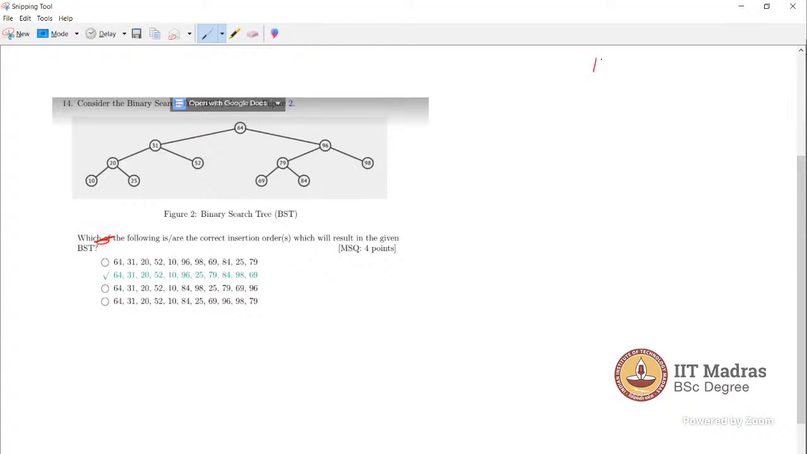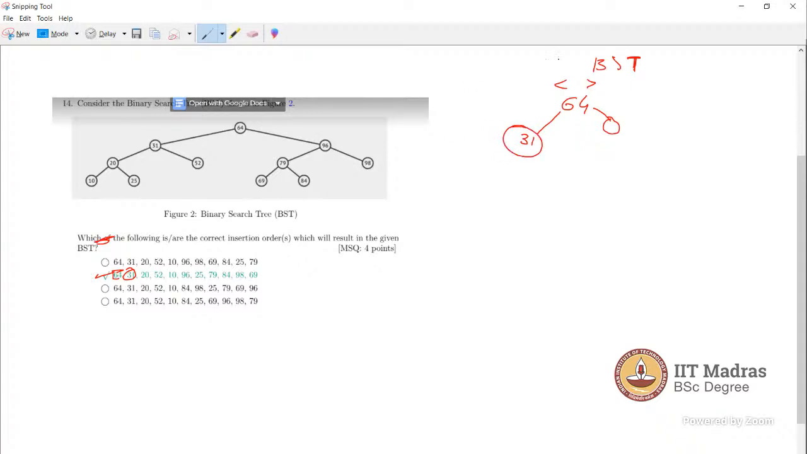So in BST, what do we follow generally? Suppose this is a correct option. We will try to insert the records in this particular order. First we take 64 as the root node. Then we check whether 31 is greater than 64 or less than 64. If it is greater than 64, we write it on the right hand side. In case it is less than, we write it on the left hand side. So 31 is less than 64, so it goes to the left hand side.